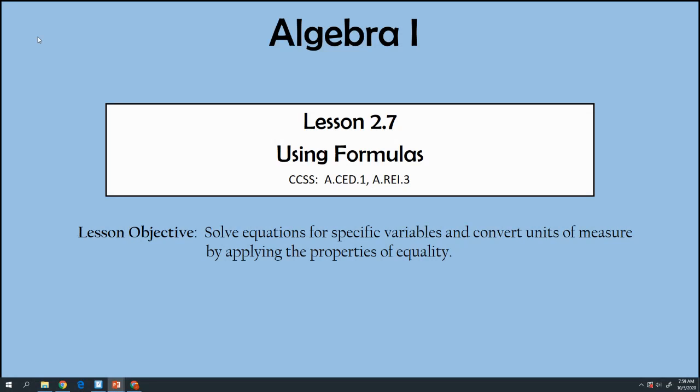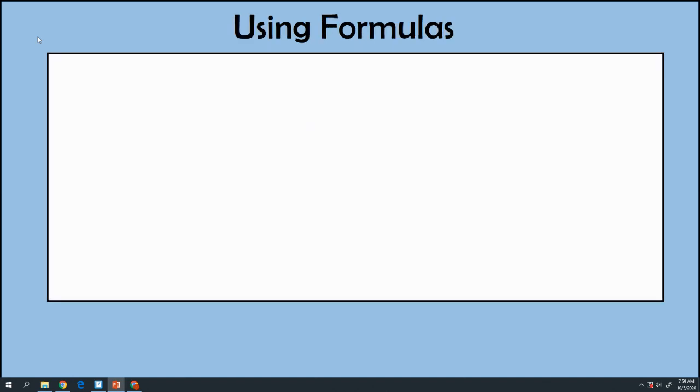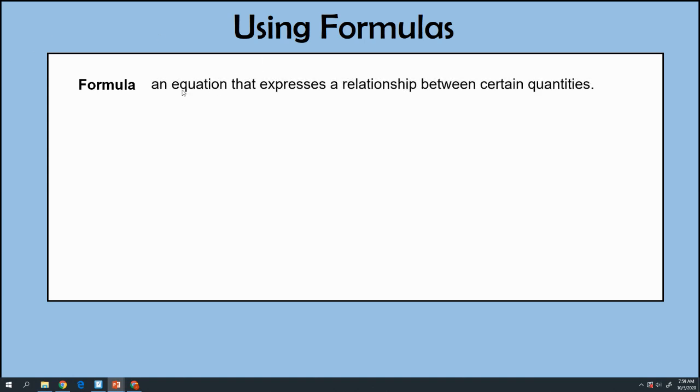All right, today we're going to work on lesson 2.7 on using formulas. We're going to solve equations for specific variables. The other part of the lesson is converting units of measure by applying properties of equality. That's really tomorrow. Today, we're going to really hone in on being able to take an equation and solve it for a specific variable.